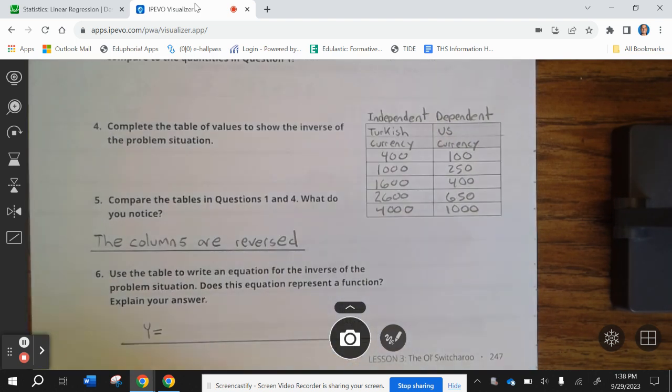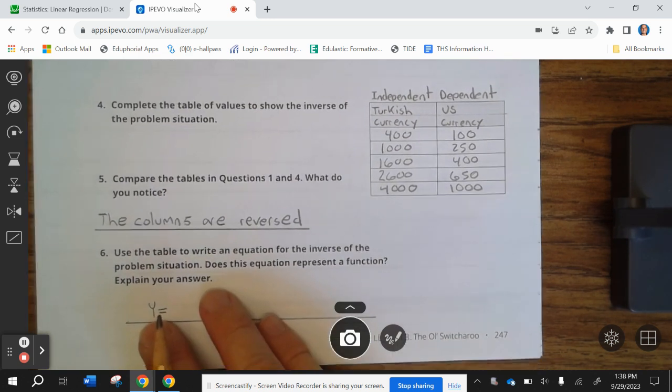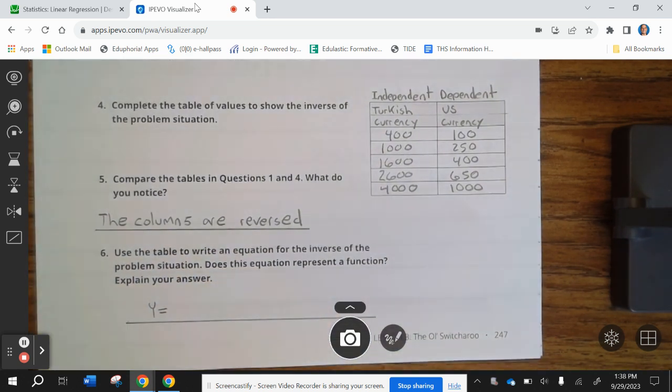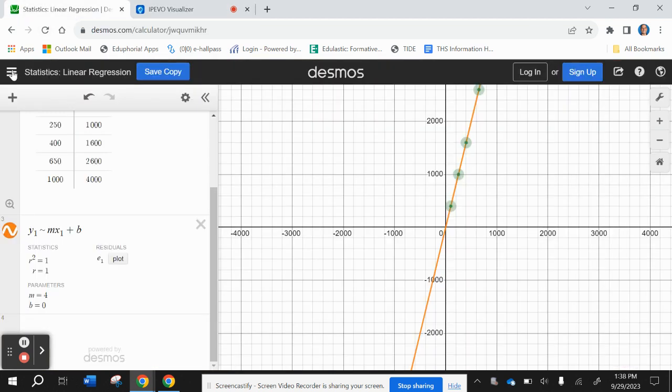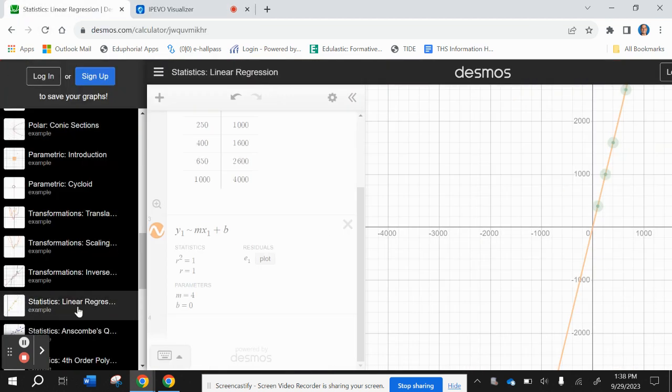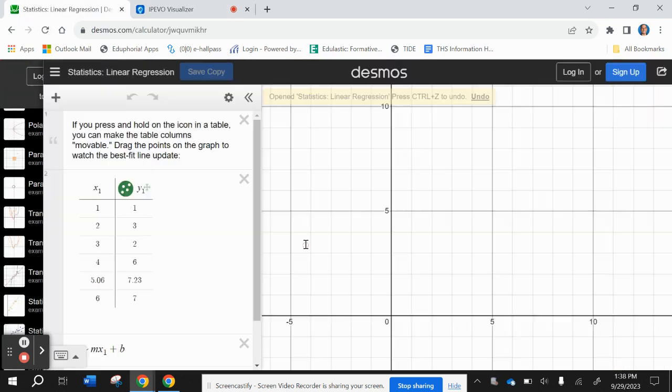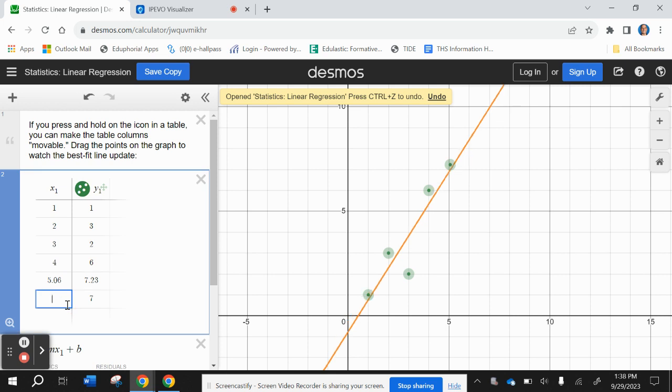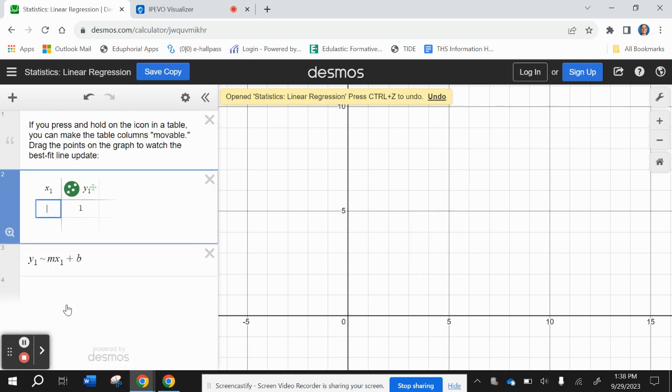Okay, compare tables in question 1 and 4. What do you notice? The columns are reversed. Now, use a table to write an equation for the inverse. So to do that, we're going to come back over here. We're going to go here, statistics, linear regression, open graph, and then we're going to complete the table.